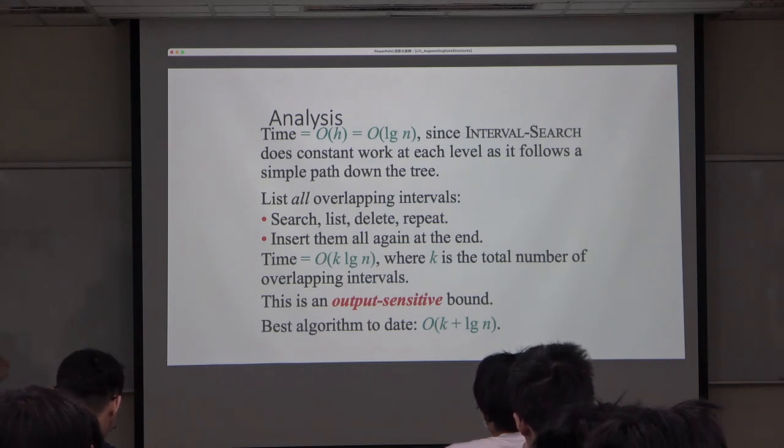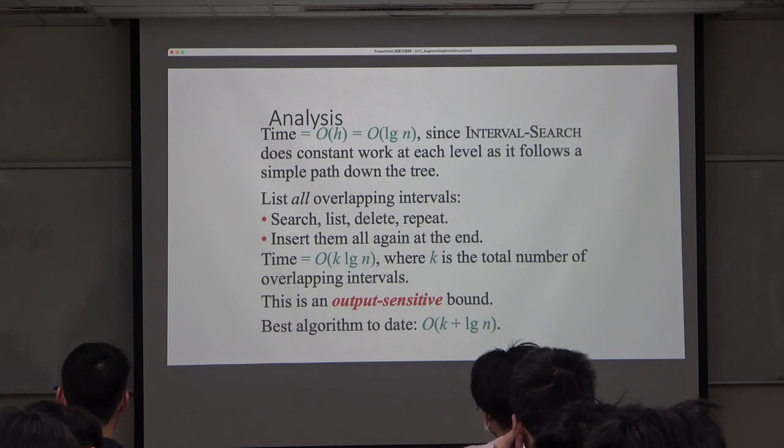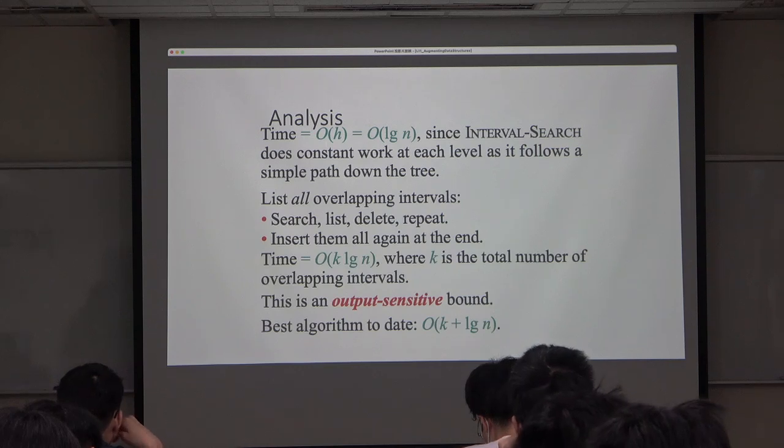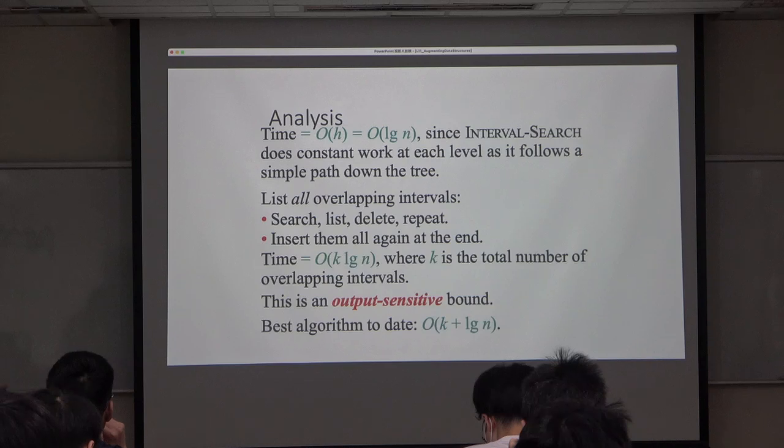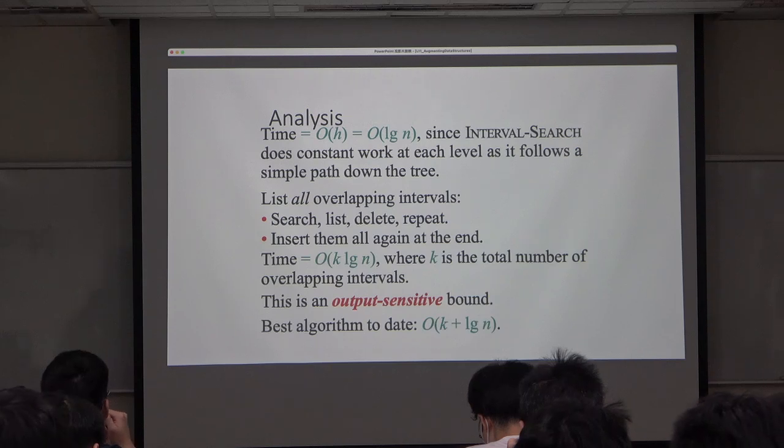So depending on how many intervals will be found, say you have k intervals, the time it takes is going to be k log n. This output-sensitive algorithm is very, very common. It's not necessarily the best one in the worst scenario. It doesn't guarantee the optimum performance when k is large.